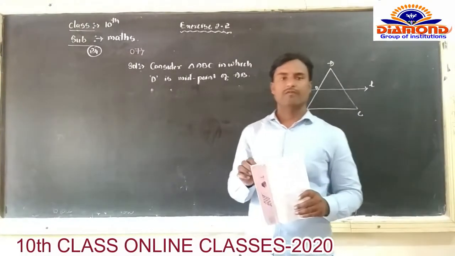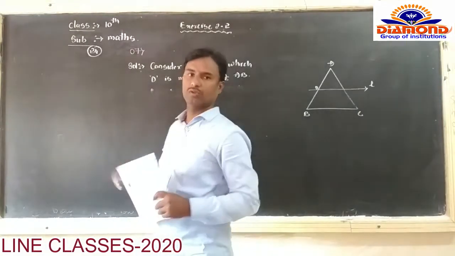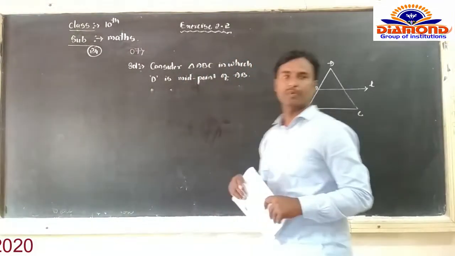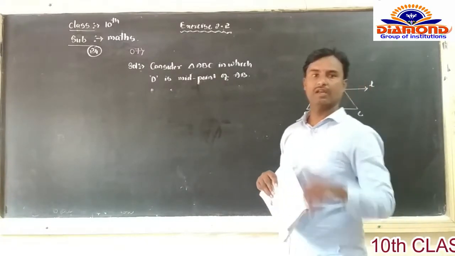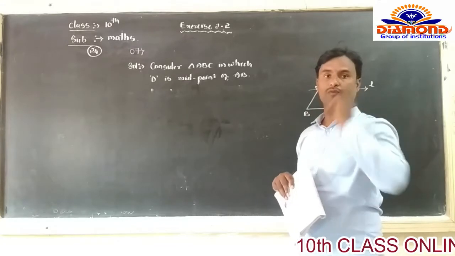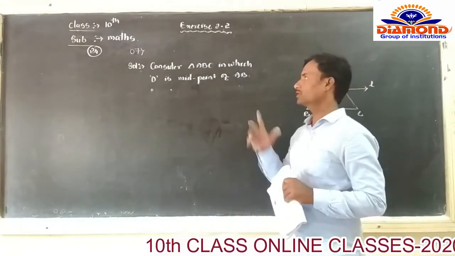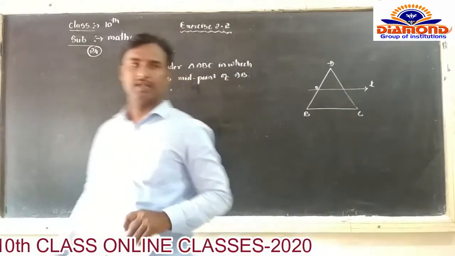So today we are going to the 24th period class, dear students. Already we started the exercise 2.2. In exercise 2.2, there are 10 questions. I taught you questions 1 to 5, and the 6th question I gave for homework. So now we are going to the 7th question.